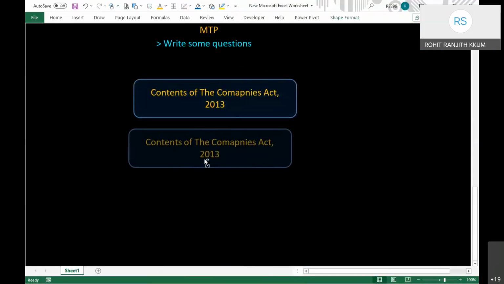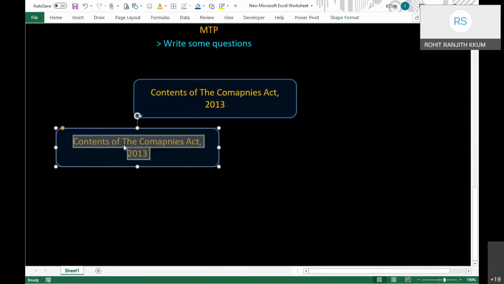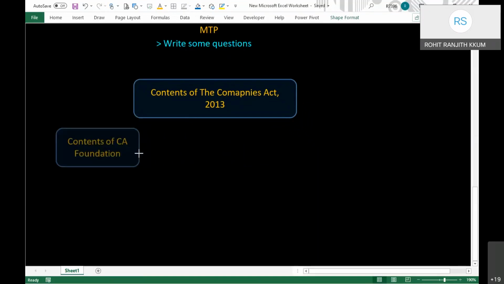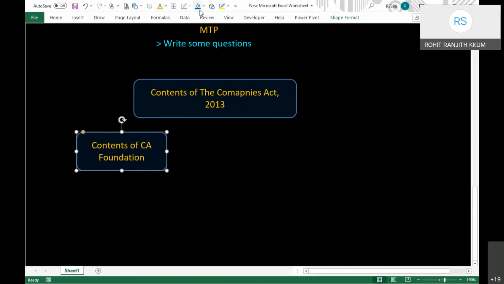So I would like to start with the first point, the contents of CA Foundation. So all these 5 chapters, let me remind you: basic introduction, types of companies, promoters and incorporation, articles of association, and memorandum of association. These 5 chapters of CA Foundation are part of your CA Inter, but you people have already studied them, so I will not repeat them again in my classroom. I'm not going to repeat it.